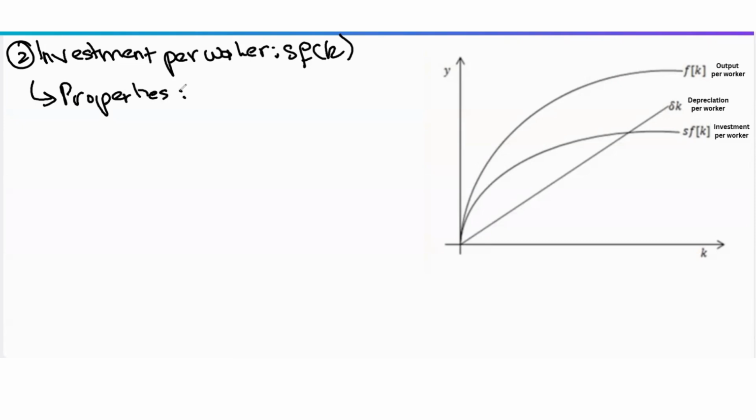It has the same shape as the per worker production function. We can see the shape is the same because the per worker production function was f(k) and this is s f(k). You still have f(k).